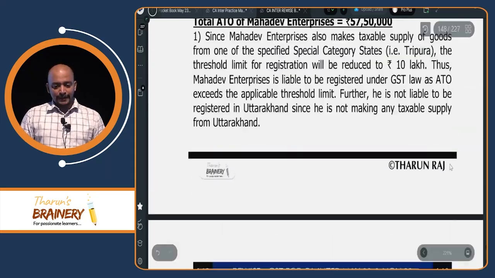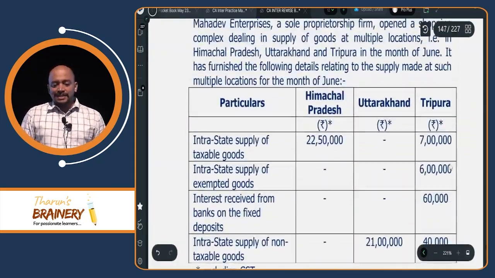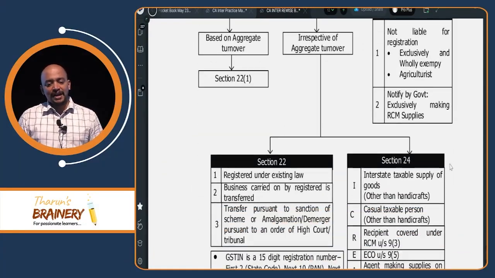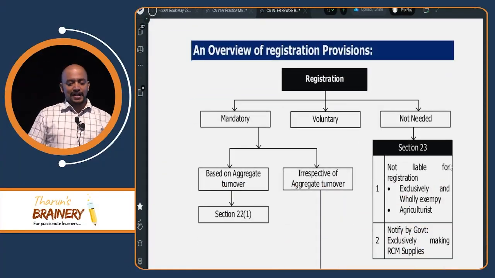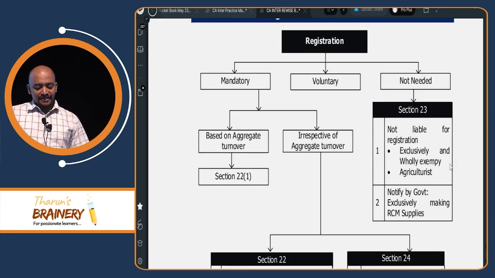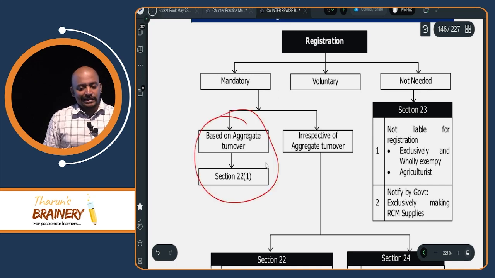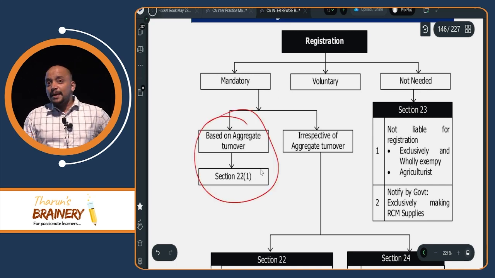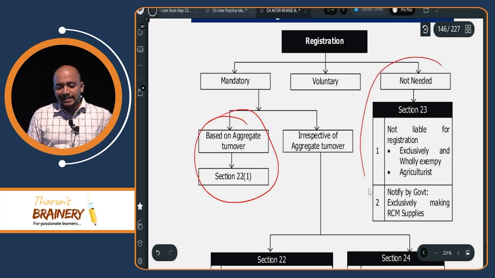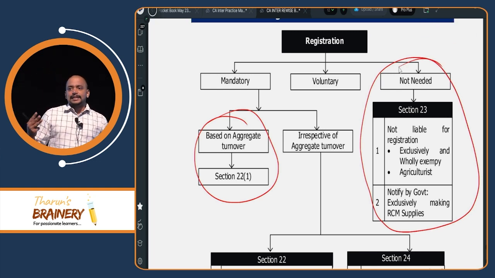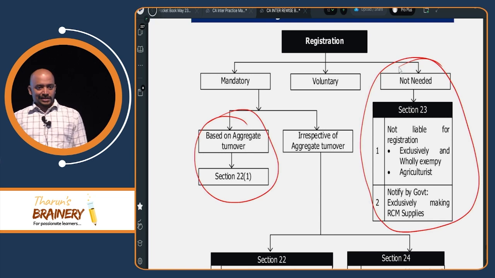Then next one. So we completed this and come back to page number 145. So 4 illustrations we completed, and already we discussed section 22 subsection 1. So when a person is required to get registered based on aggregate turnover. Now when a person is not at all required to get registered, section 23, exempted from registration. See that. So 3 cases, a person is not at all required to get registered.